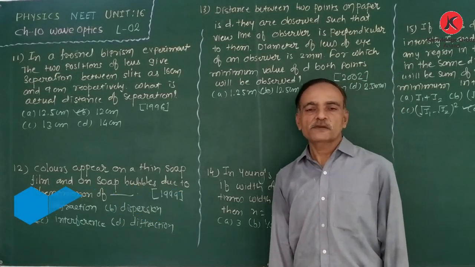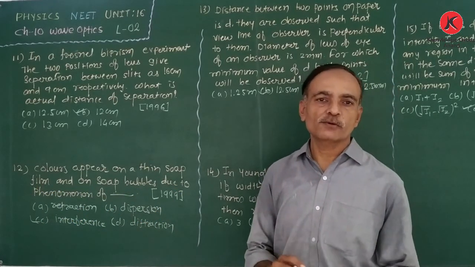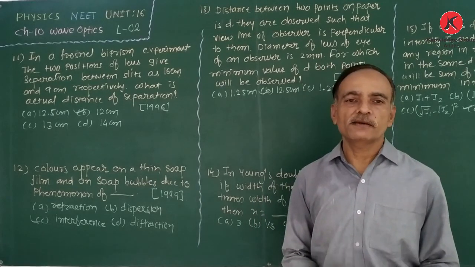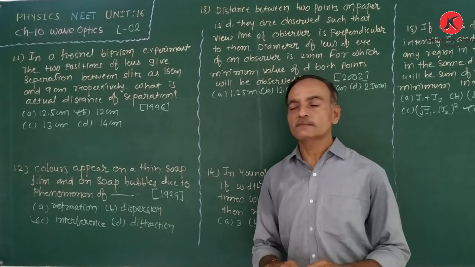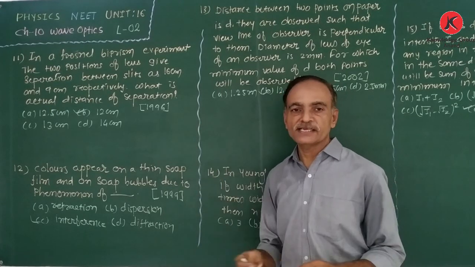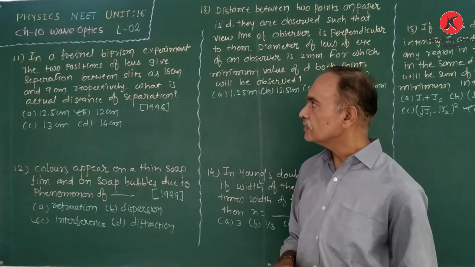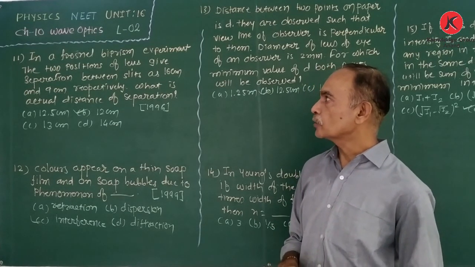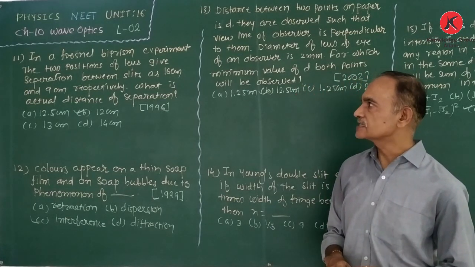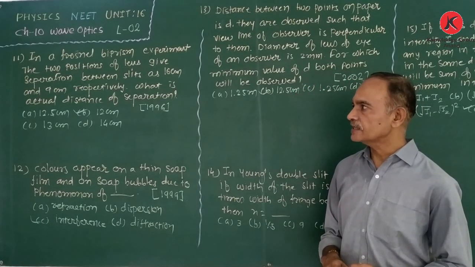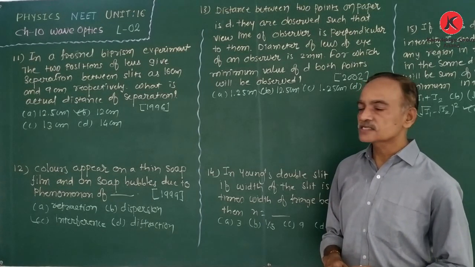Friends, in wave optics up to this we discussed at least 10 MCQs asked in All India PMT and also NEET exam. Today we are considering more MCQs asked in 1996 All India PMT. In a Fresnel biprism experiment, the two positions of the lens give the separation between the slits as 16 cm and 9 cm respectively. What is the actual distance of separation?